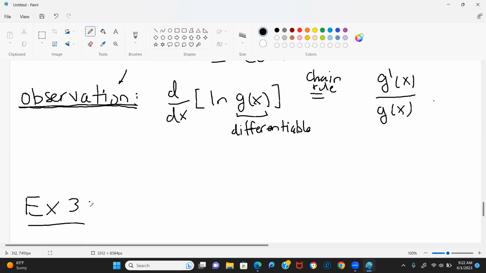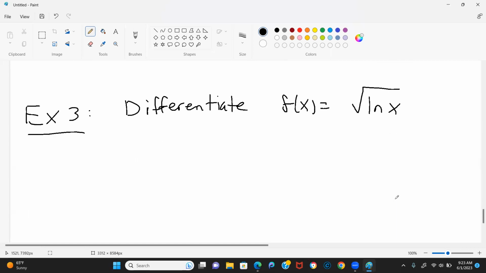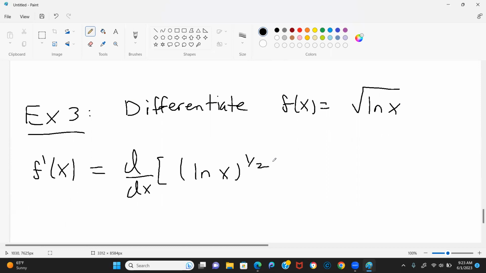So this is example 3. We want to differentiate f of x equal to square root of ln of x. All right, so we want f prime, and that's going to be the derivative of, I'm going to write this as ln of x to the 1/2. So now the ln is our inner function, the inner piece, and the square root, this 1/2 power, is the outside piece, the outside function.